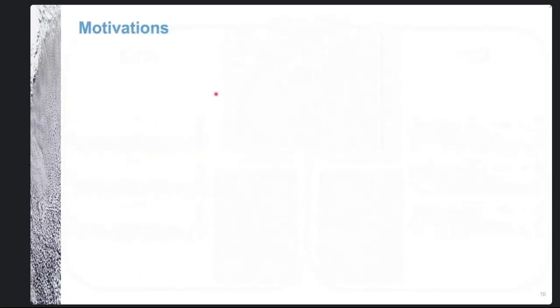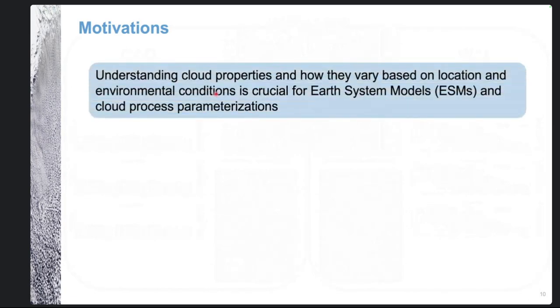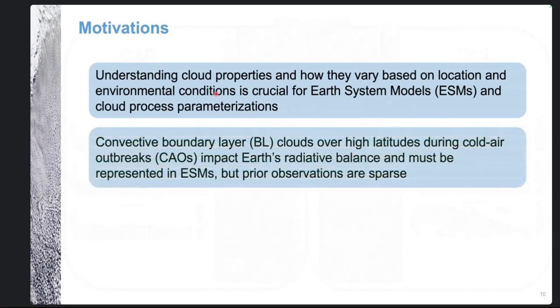So for the motivation of why we care about boundary layer clouds and why they're so important: the relationships between the boundary layer clouds and how they vary based on environmental conditions and different locations are not well understood, but they are very important in Earth system models. The convective boundary layer clouds over the high latitudes during CAOs can impact the Earth's radiative balance, and they must be represented accurately in the models. But the previous observations are very limited.